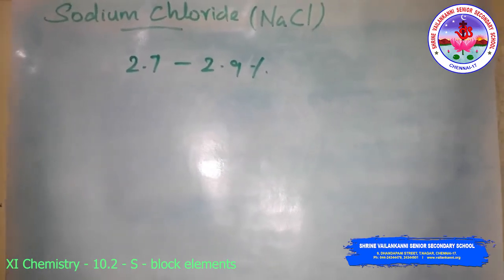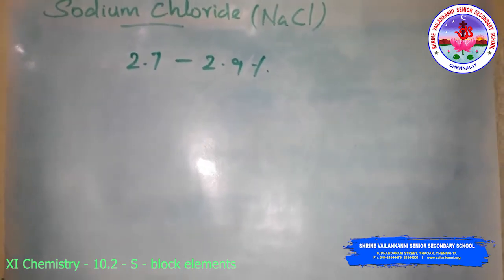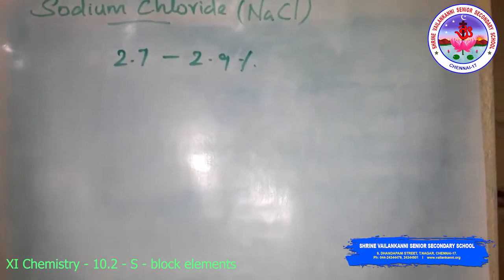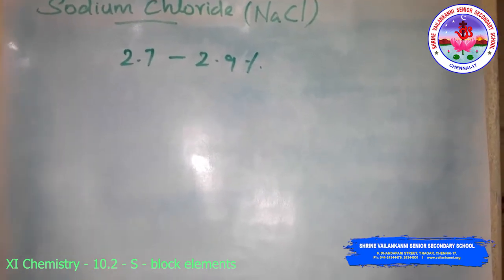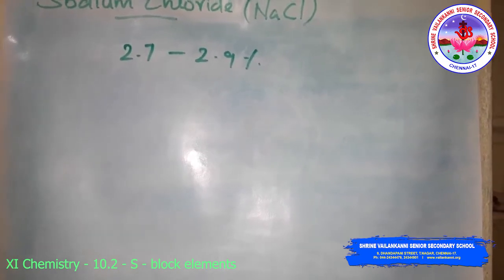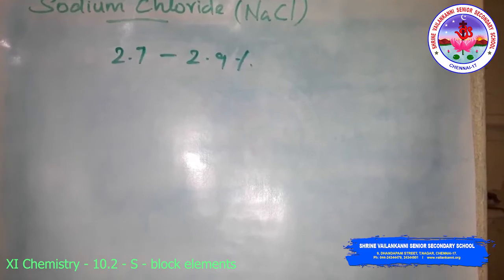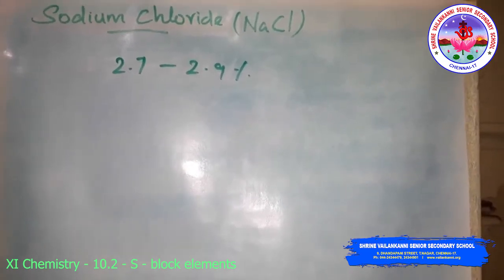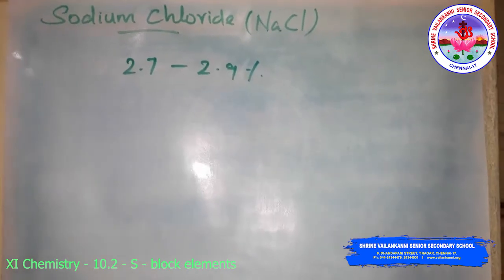Then, to obtain pure sodium chloride, the crude salt is dissolved in the minimum amount of water and filtered to remove the insoluble impurities. The solution is then saturated with hydrogen chloride gas. The crystals of pure sodium chloride separate out, while the calcium and magnesium chlorides, being more soluble than sodium chloride, remain in the solution.